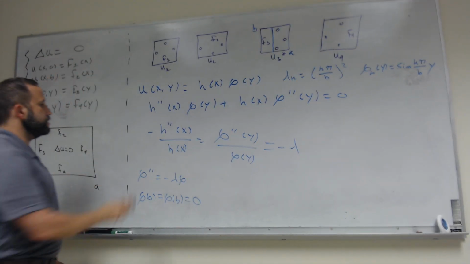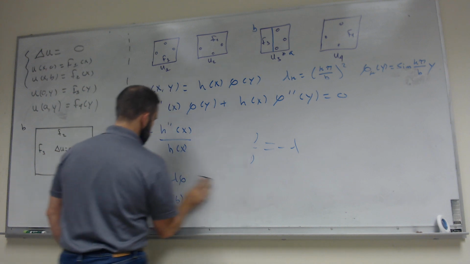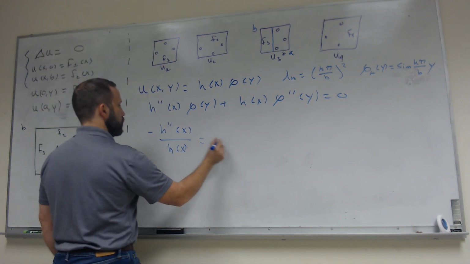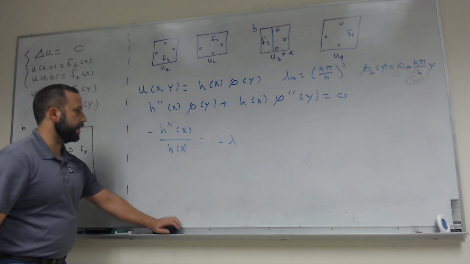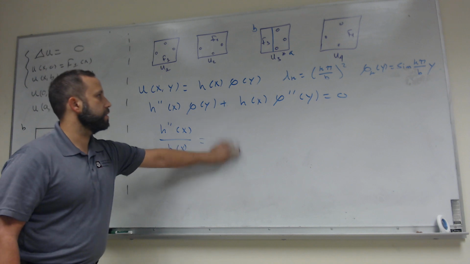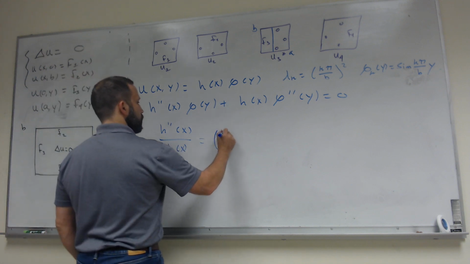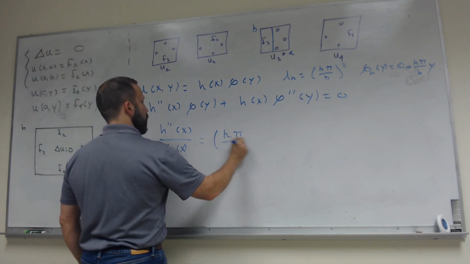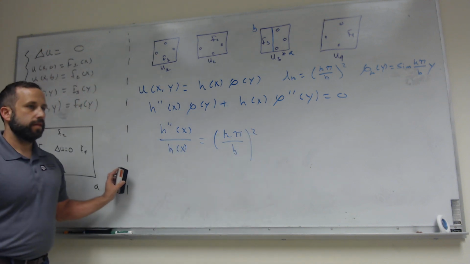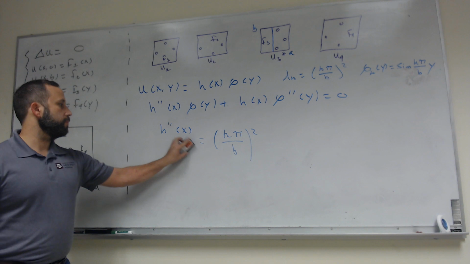Okay, now if I look at the h equation, so if I forget about this and just look at the h equation, it's h double prime over h is equal to minus lambda, so I can take care of the minus signs like that, and then I'm going to have k pi over b squared, and then I can multiply both sides by h.